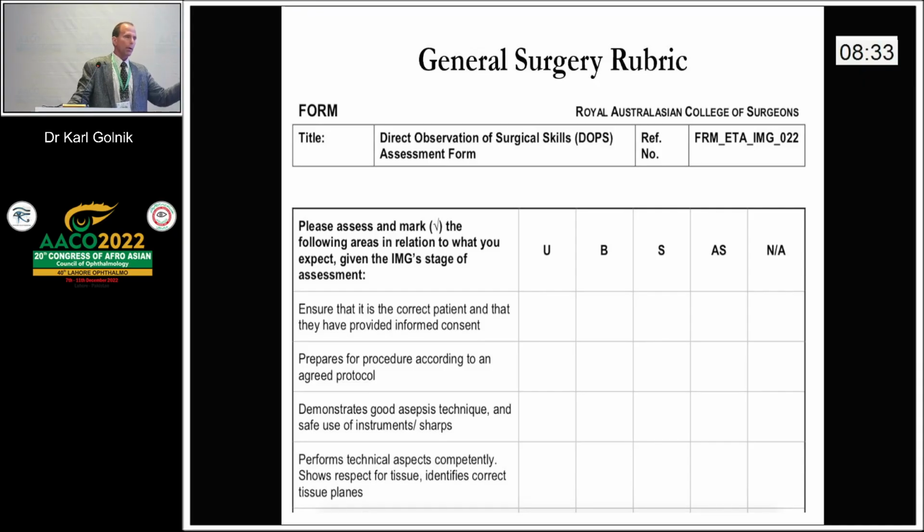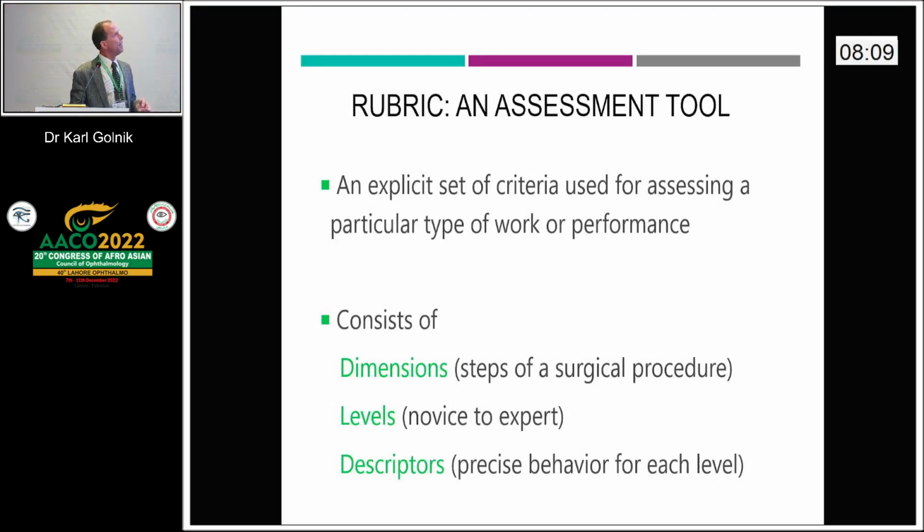Next slide. A rubric is an assessment tool. One definition is an explicit set of criteria used for assessing a particular type of work or performance. And it should consist, I would argue, of three things: dimensions, for surgery the steps of a surgical procedure; levels, 1 through 9, novice to expert or novice to competent; and then what we call behavioral descriptors, that make this more reliable and a much better objective measure of assessment and teaching.